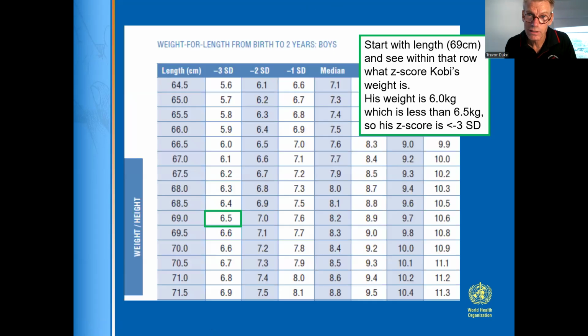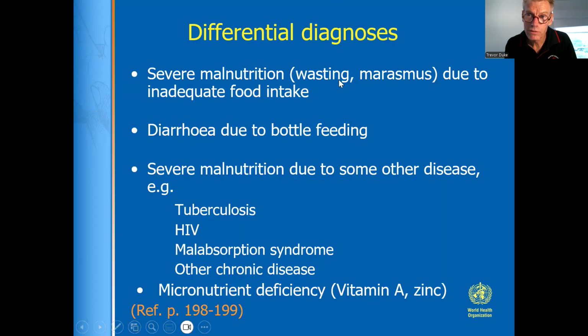So his severe wasting was likely due to inadequate food intake, wasn't it? He was weaned early. He was started on bottle feeding. It would be useful to go back and get a more complete nutritional history, and perhaps that's something you can do once you've done the initial assessment. He had diarrhea, and that's associated with bottle feeding, isn't it?